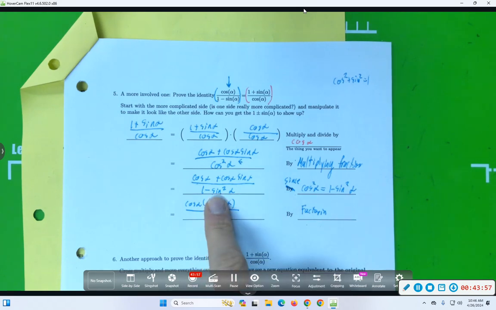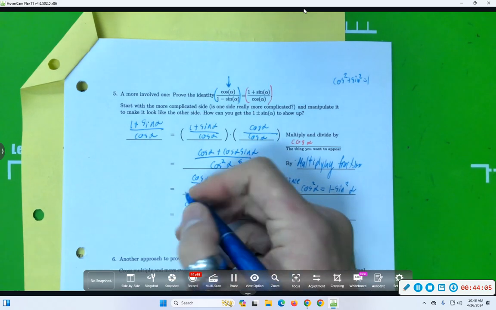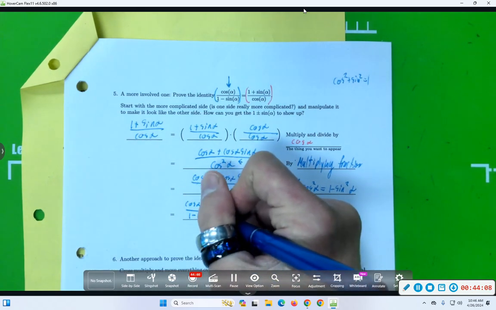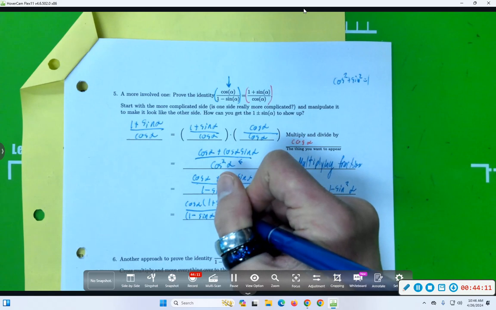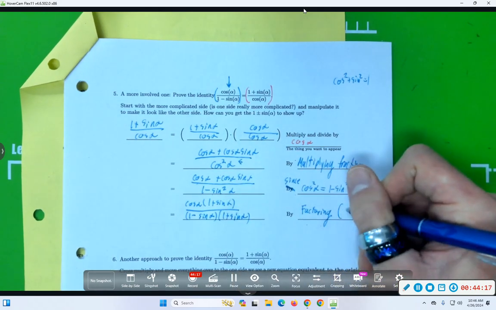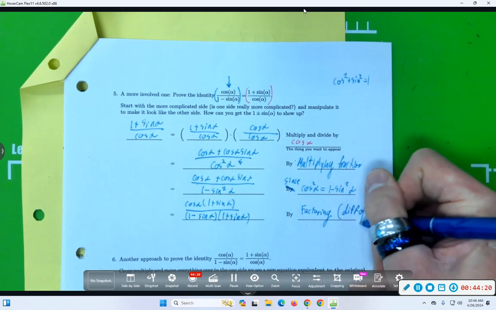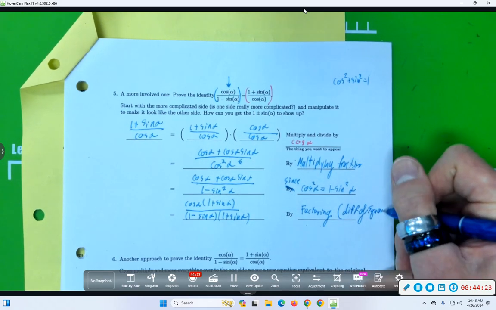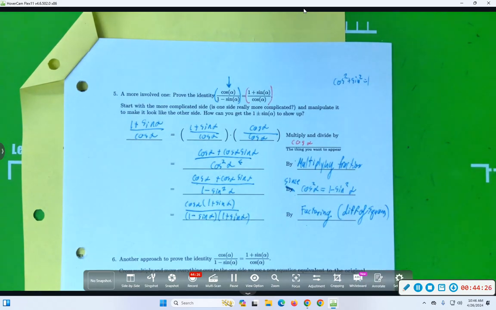Using the difference of squares formula, how does 1 minus sine squared alpha factor? 1 minus sine alpha times 1 plus sine alpha. Yeah, so by factoring, using the difference of squares. See anything that looks useful now? What do you see?